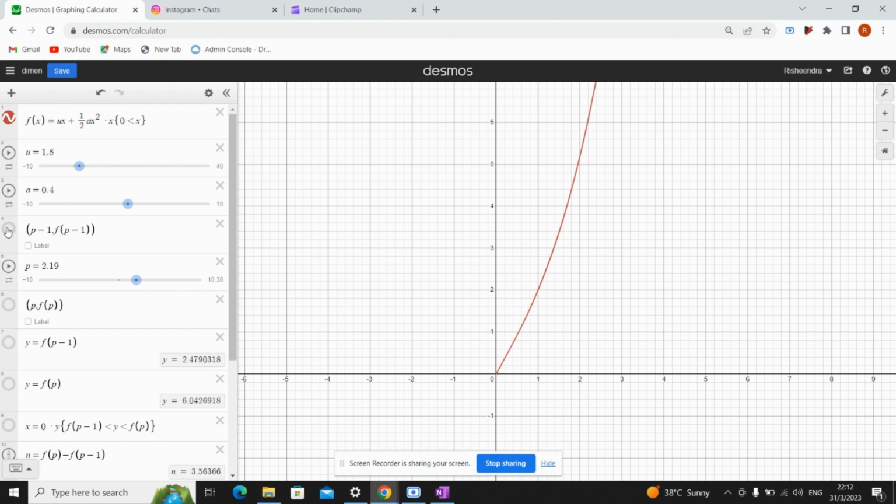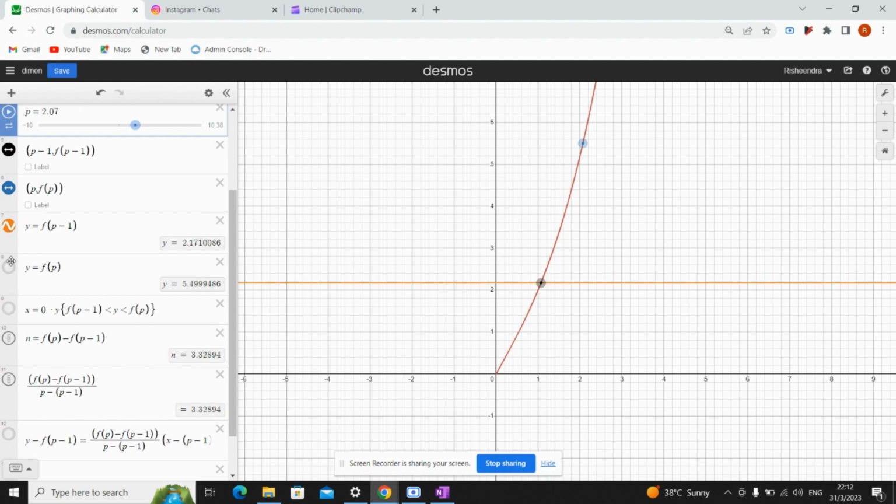For that we have to take the points p minus 1 comma f of p minus 1, and p comma f of p. Look at these two dots here. The horizontal distance between the blue dot and the black dot is 1, and the vertical distance changes according to the pth second. The distance traveled by the particle at the pth second is equal to the vertical distance between these two points. Is that clear?